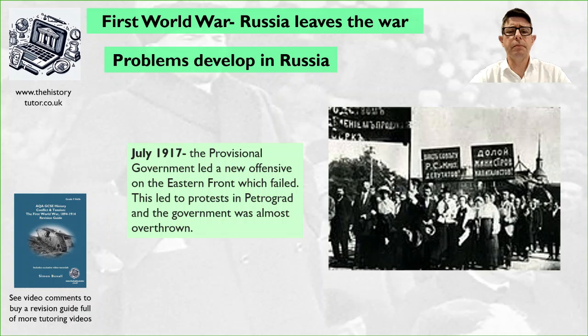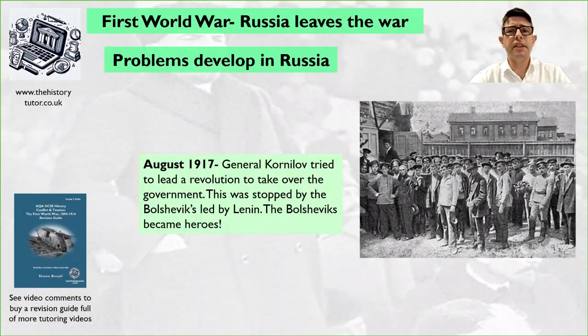By July 1917, the Provisional Government is under pressure to lead an offensive to support the Allies. So they lead a big offensive on the Eastern Front, but this is a big disaster and leads to protests back at home, and in particular the July Days protest that almost overthrows the Provisional Government. Then in August 1917, the military, concerned by the poor leadership, tried to lead a coup to overthrow the government. General Kornilov leads this coup, and he's stopped though by the Bolsheviks of Lenin, and the Bolsheviks become heroes and popular for stopping this potential coup of the military.